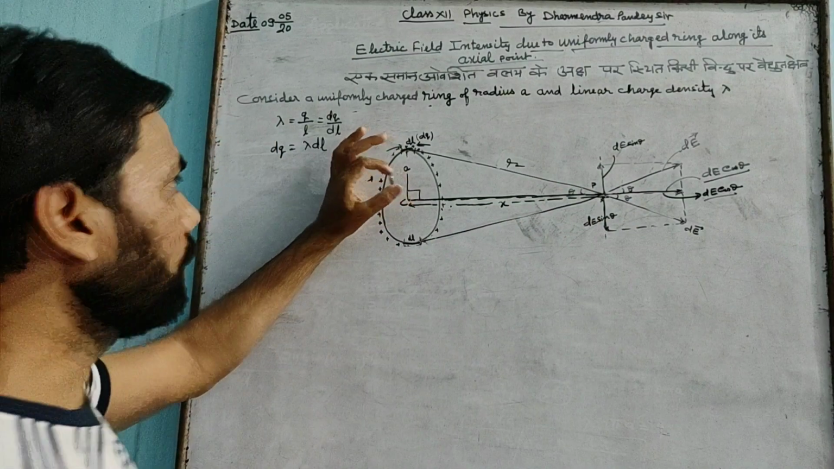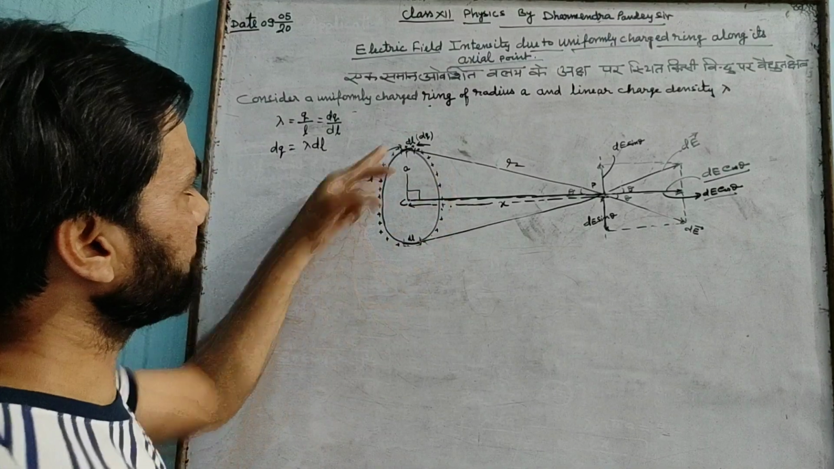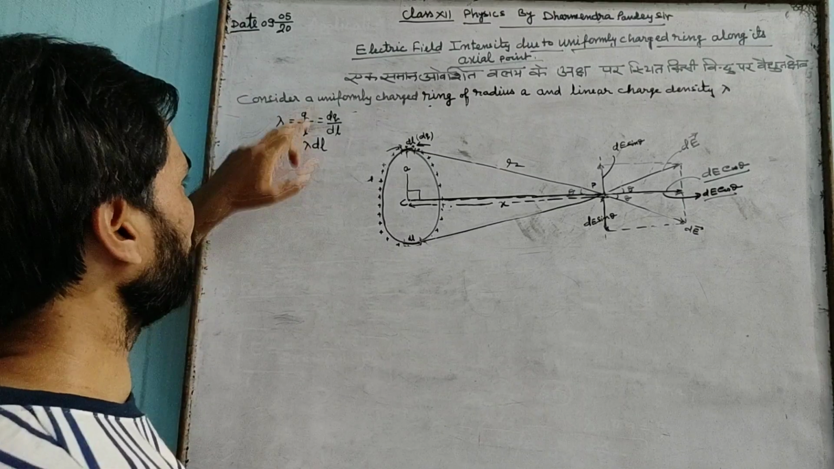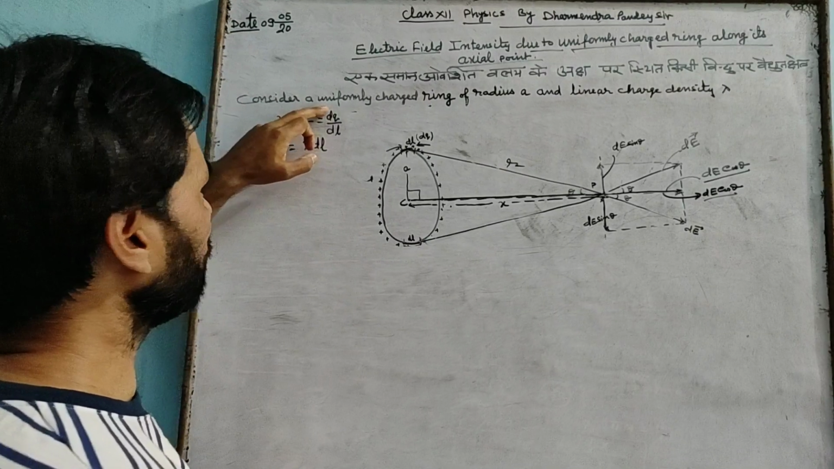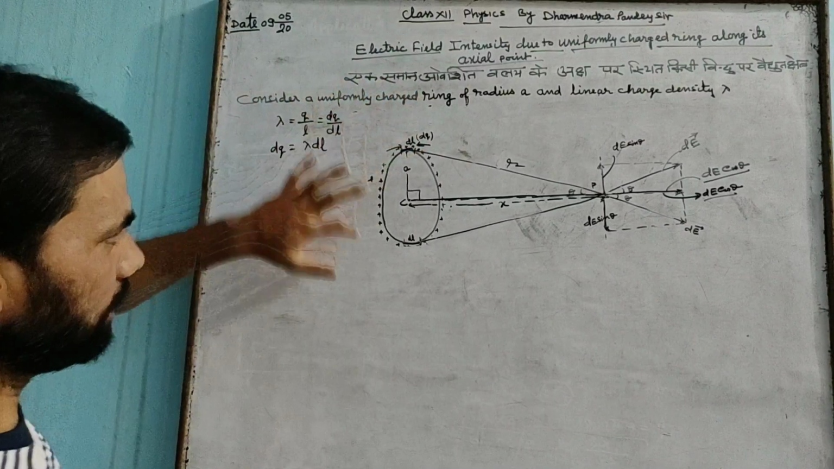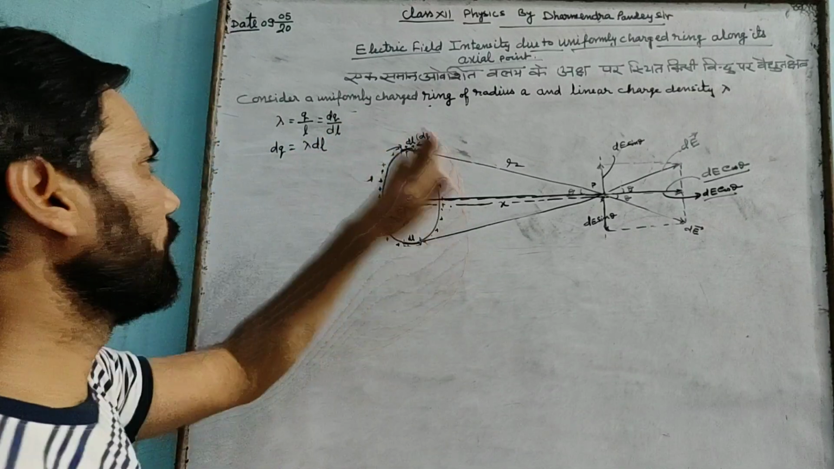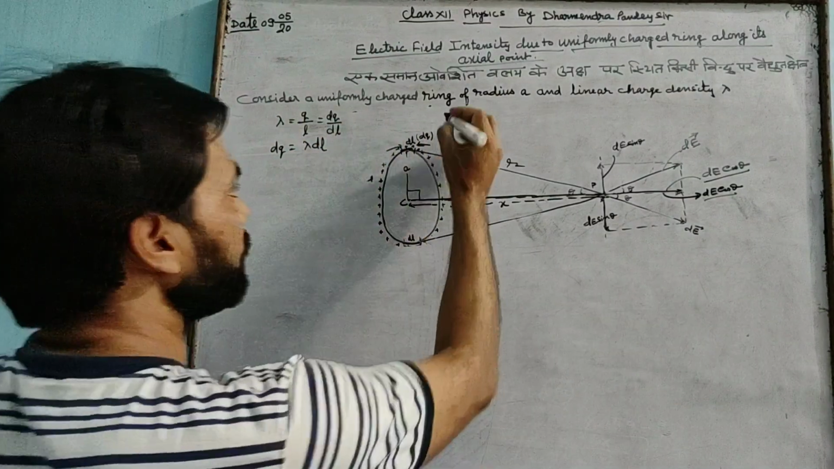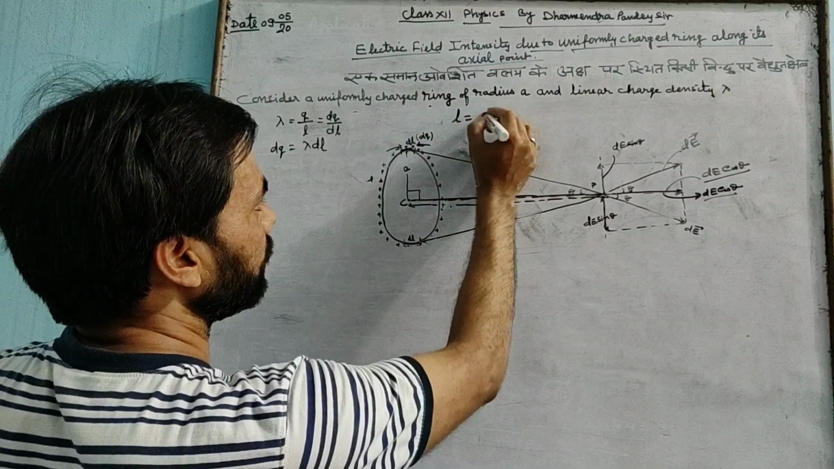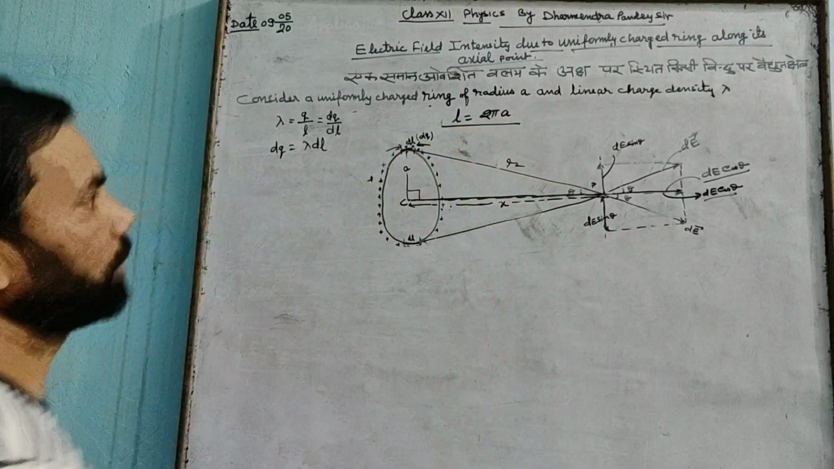If we consider lambda as the linear charge density of this ring, then lambda can be written as equal to q upon L, and it can also be written as dq upon dl. What is q here? In this present case, q is the total charge present on the circumference of the ring. And L is nothing but the circumference of this circular ring.